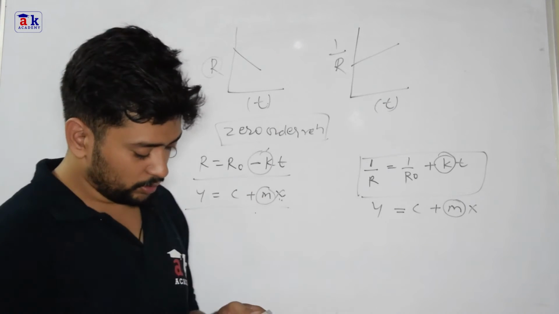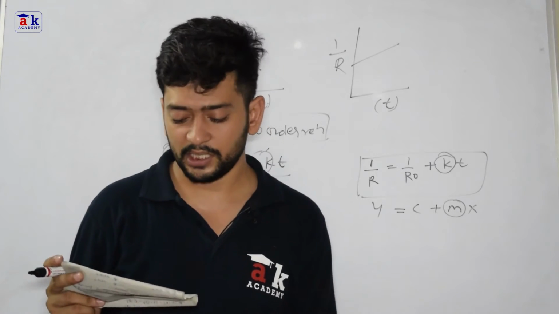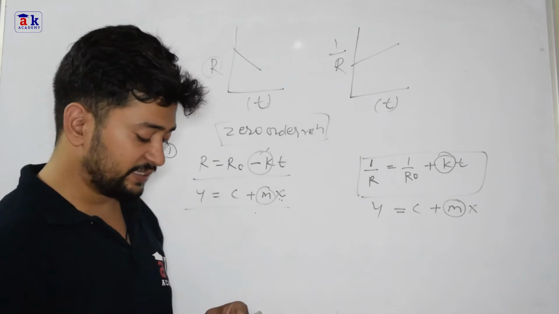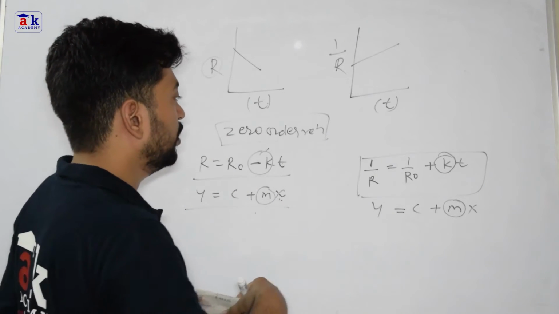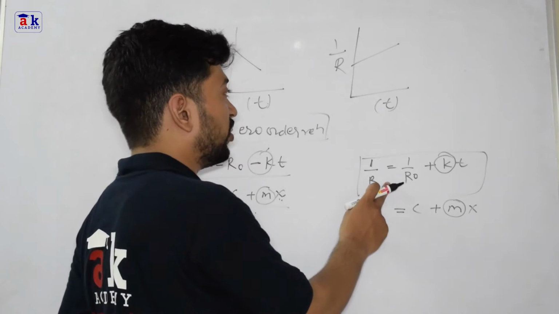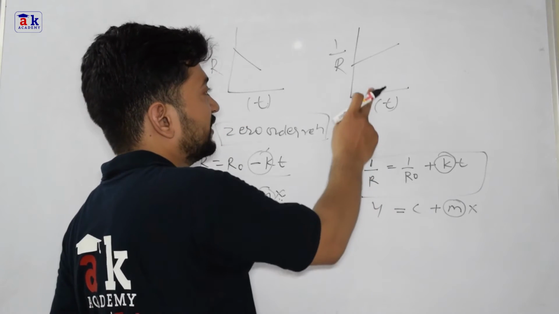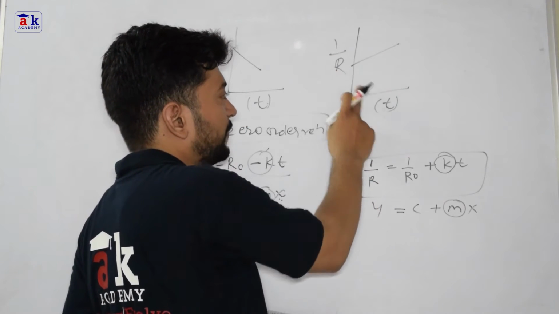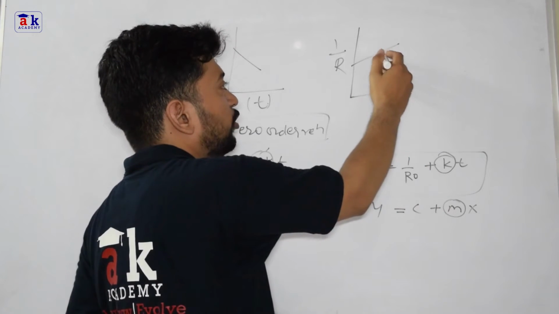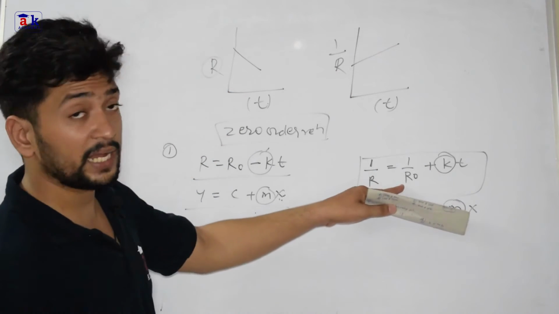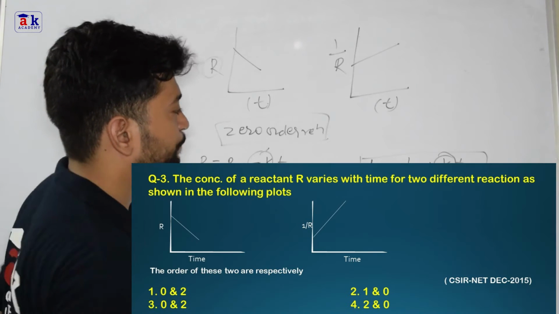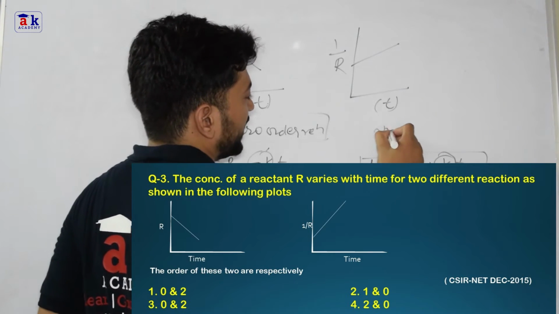So either the first one or the third one will be the correct answer, and after this we have to see for this next one. So this is the equation for the second order. As you can see, this is following this graph actually. So we have this 1 by r, and we have t, and the slope is also positive over here, and 1 by r naught is intercept, right? So this is the second order reaction.